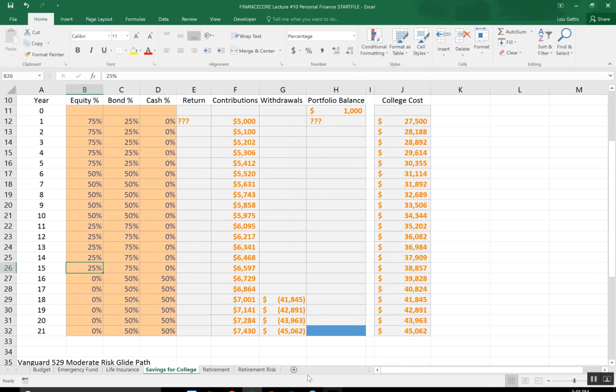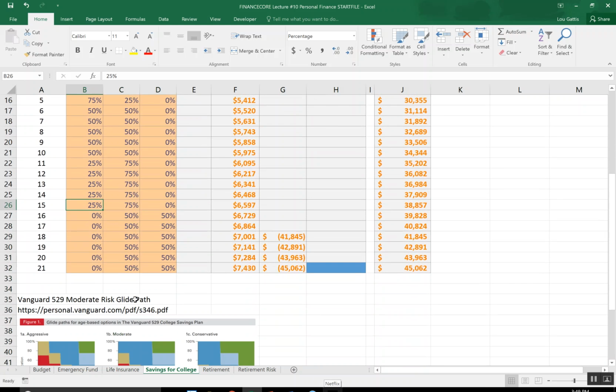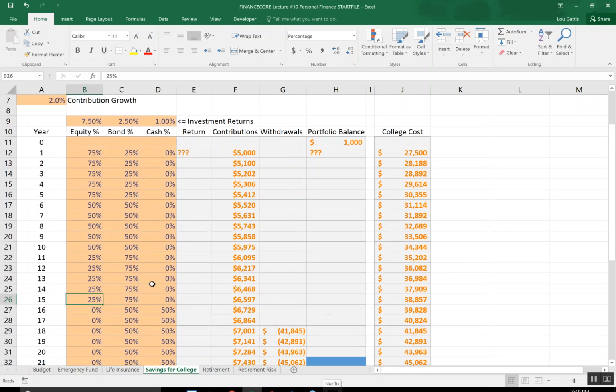And I got this from a Vanguard 529 moderate risk glide path. In other words, a 529 is a savings plan that gives tax advantages. The earnings on the portfolio grow tax-free. And if you enter into this Vanguard moderate risk fund, it'll actually automatically adjust your portfolio so that it starts off with mostly stock and ends with mostly bond. So this is a good way of saving the money.